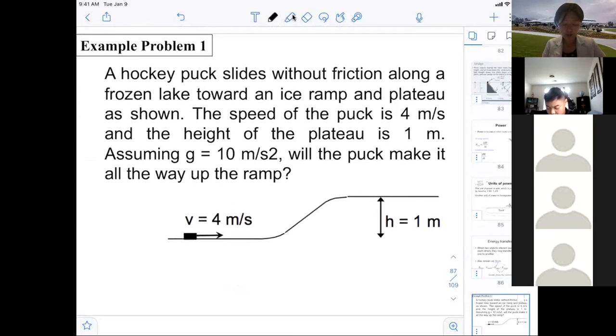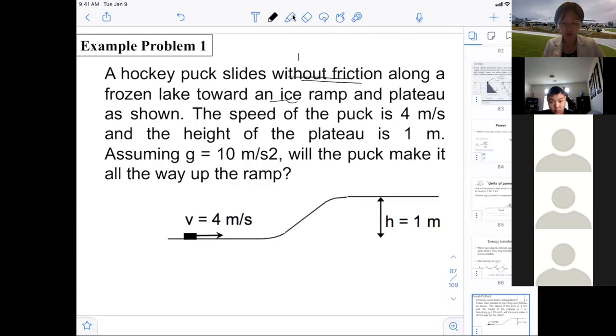All right, so we have a little puck, and since this is a frozen surface, what this is telling us is we don't have to think about friction. With an initial velocity of 4 meters per second, it slides up a hill of 1 meter height.